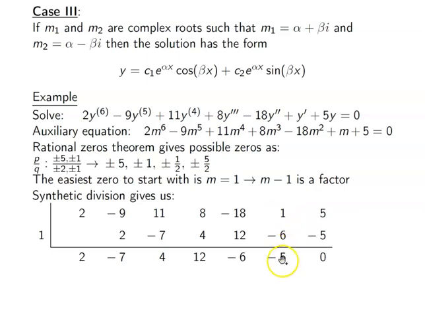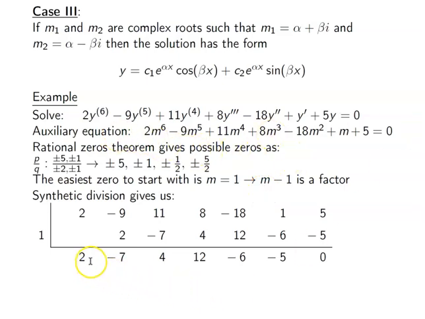I add, I get -5. I multiply, I add, and I get 0. Again, 0 means that this is a factor. It means I did everything correct. So n minus 1 is a factor, because if I was to subtract this over, I would get n minus 1 equals 0, which is a factor of this thing.